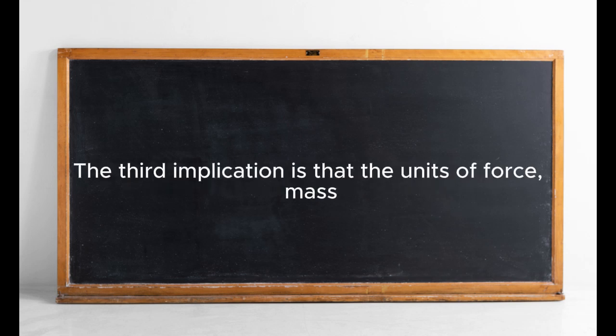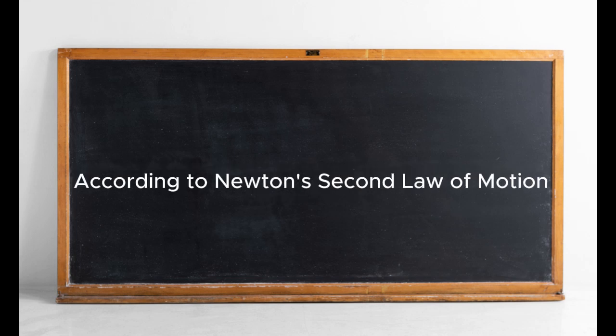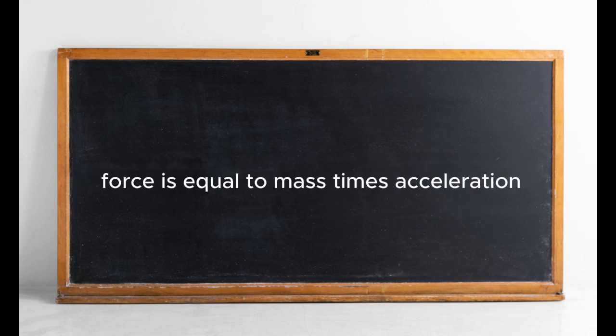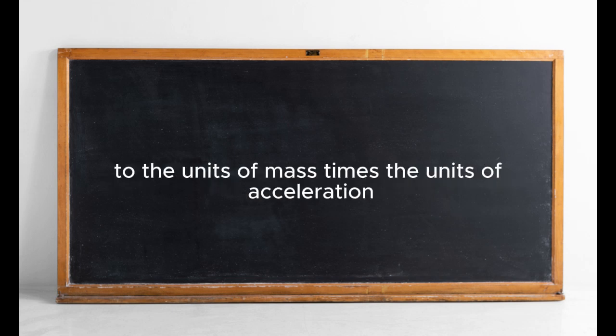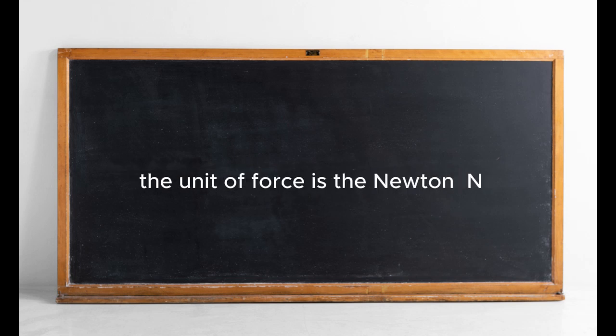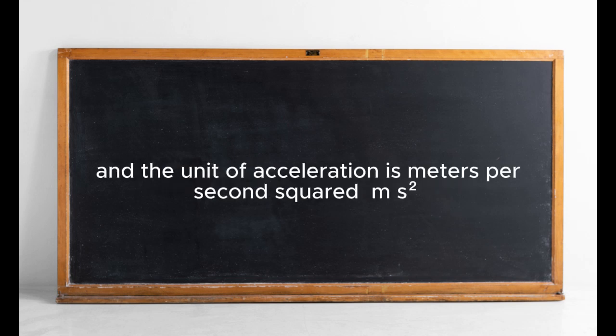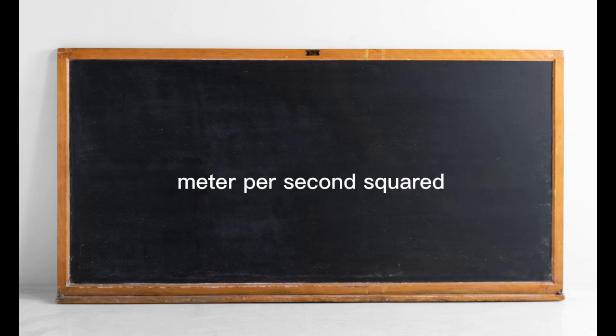The third implication is that the units of force, mass, and acceleration are related to each other in a specific way. According to Newton's second law of motion, force is equal to mass times acceleration. This means that the units of force are equal to the units of mass times the units of acceleration. In the International System of Units, the unit of force is the newton, the unit of mass is the kilogram, and the unit of acceleration is meters per second squared. Therefore, 1 newton is equal to 1 kilogram meter per second squared.